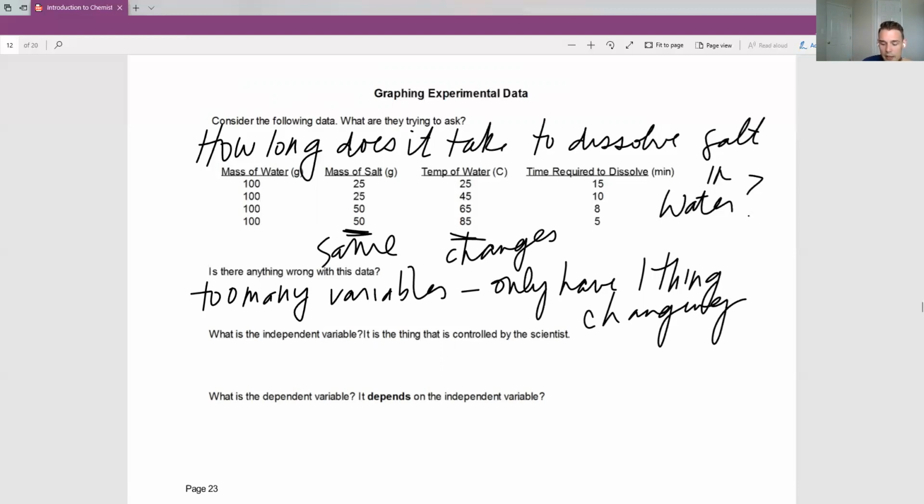So now we have independent and dependent variables. The independent variable is the thing that's controlled by the scientist. So if you think about this setup, the scientist would be turning up or down the Bunsen burner, turning up or down the hot plate. So the thing that the scientist is controlling would be the temperature. Now the dependent variable depends upon the independent variable, and the dependent would be the time to dissolve.